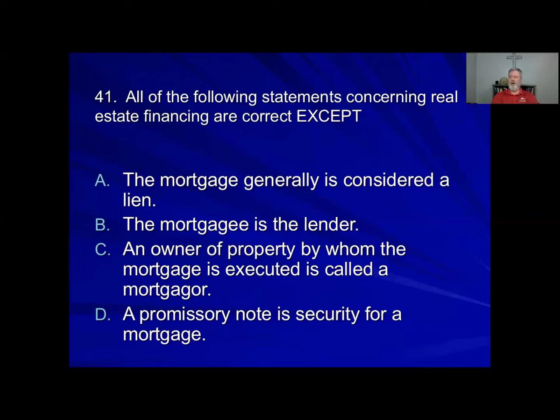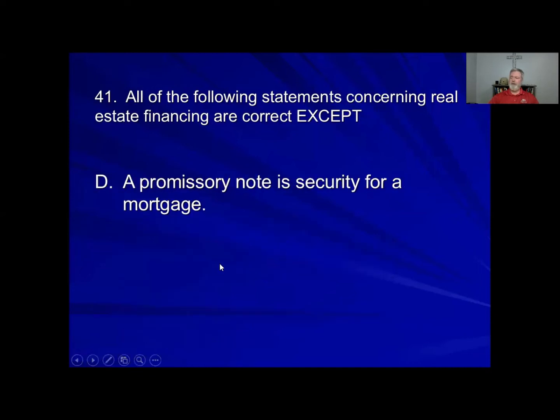D, a promissory note is security for the mortgage. That's the wrong answer, which is the one they're looking for. We're trying to figure out which of these would be the incorrect statement, right? It's actually the mortgage that is the security for the promissory note. By the way, the promissory note is the loan. So that one's backwards. So D is wrong, and that makes it the right answer because that's an incorrect statement. So the promissory note is security for the mortgage. That's a wrong statement.